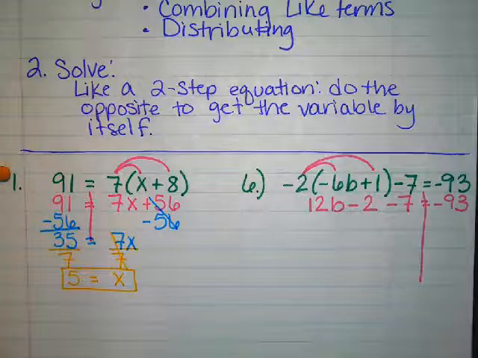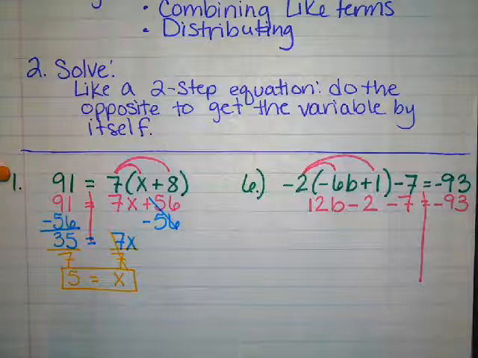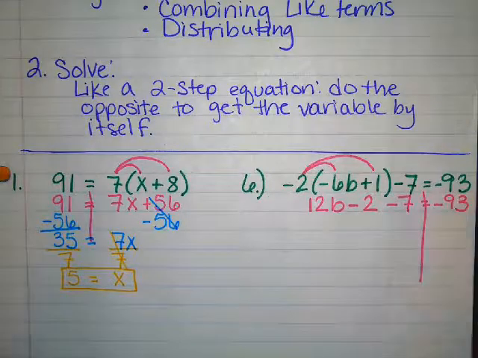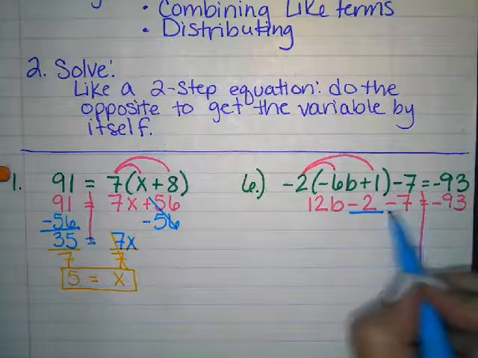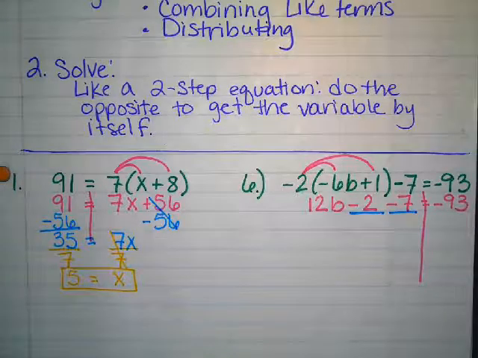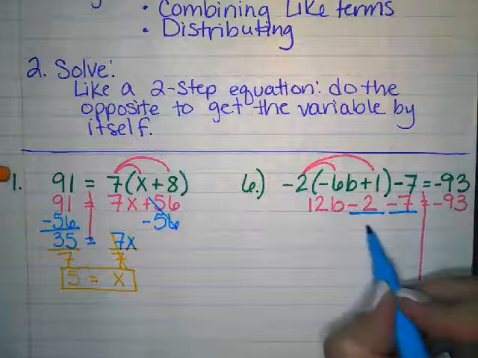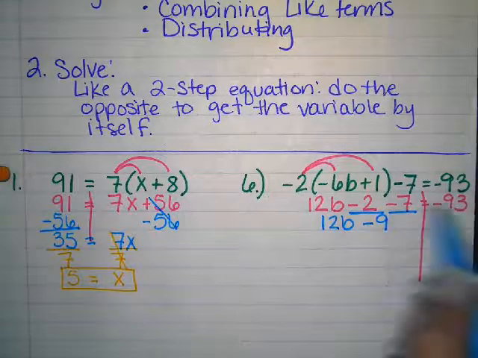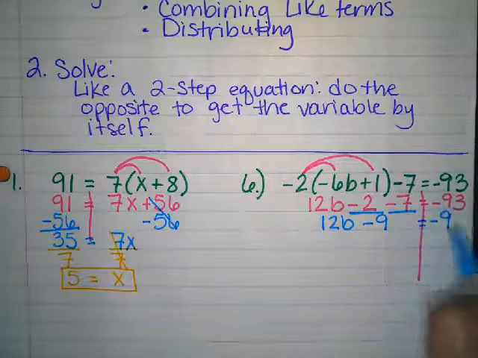Now I'm going to go back to my list for simplifying. Is there anything else that I can simplify? Yes, there is. Right here and right here. Negative 2 and negative 7 I can simplify to negative 9. The 12b comes down, and it's still equal to negative 93.